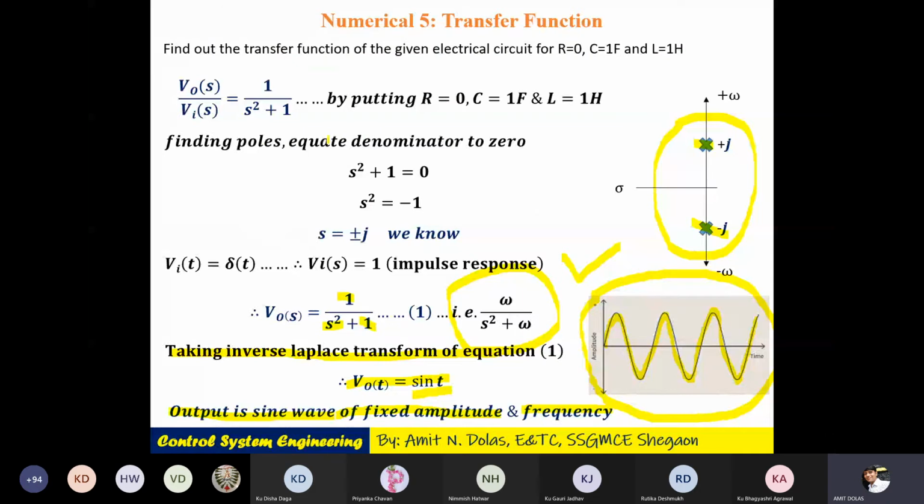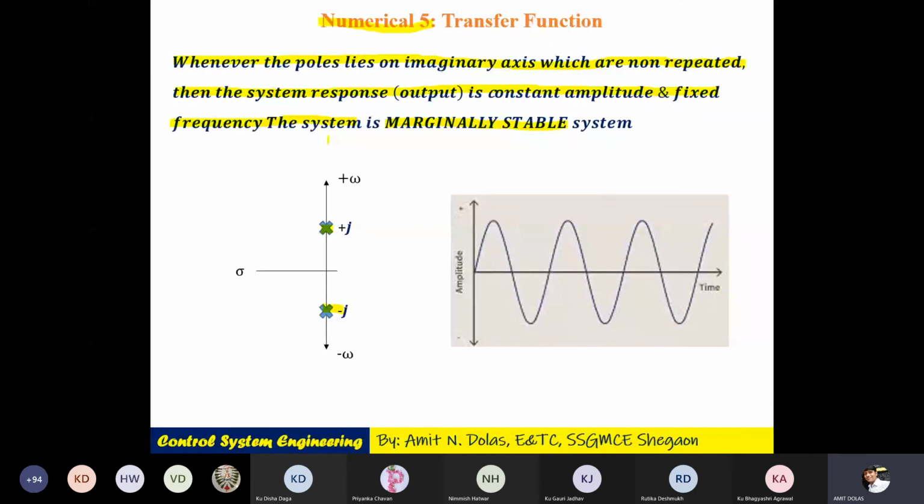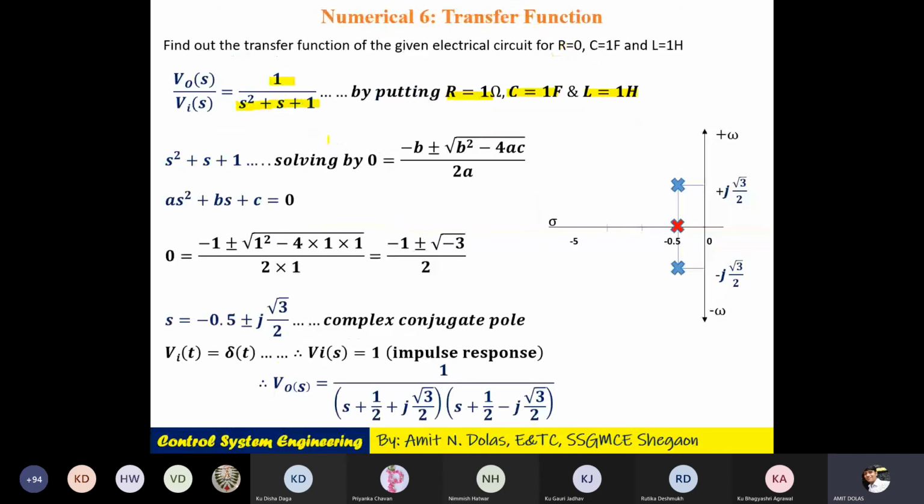The s term was eliminated because R was equal to 0, but R is 1 here. Therefore, the transfer function is now 1 upon s square plus s plus 1. We'll solve it to get the complex conjugate. That is, s square plus s plus 1 is equal to 0; solving by the formula with the relation as square plus bs plus c is equal to 0, putting all the values of a, b, c here, we get minus 1 by 2 plus minus root 3 by 2 j, nothing but 0.5 plus minus j root 3 by 2. It is a complex conjugate pole we are getting.